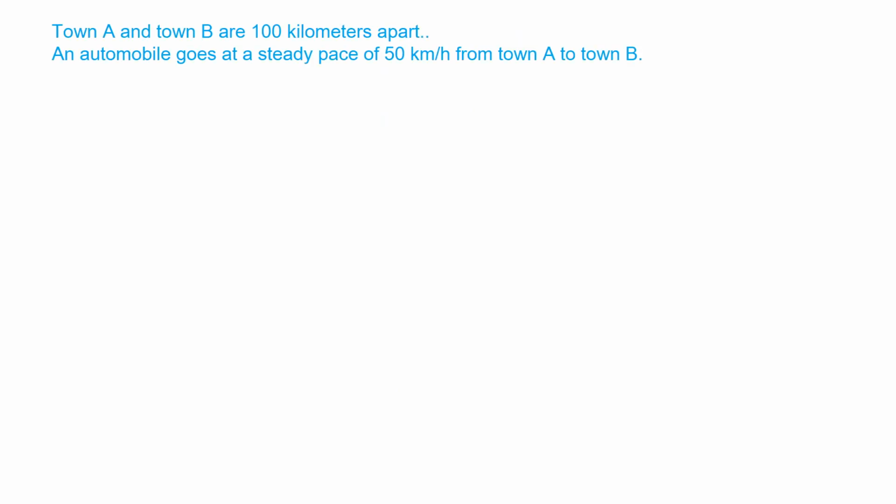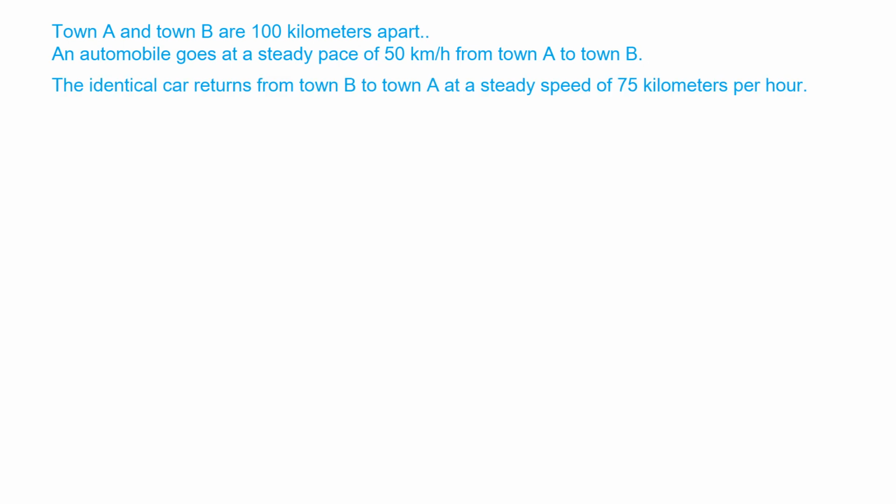Town A and town B are 100 kilometers apart. An automobile goes at a steady pace of 50 kilometers per hour from town A to town B. The identical car returns from town B to town A at a steady speed of 75 kilometers per hour. What is the car's average speed over the entire journey?